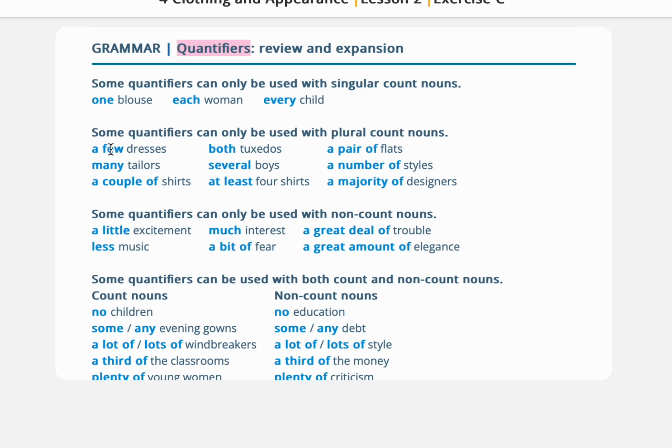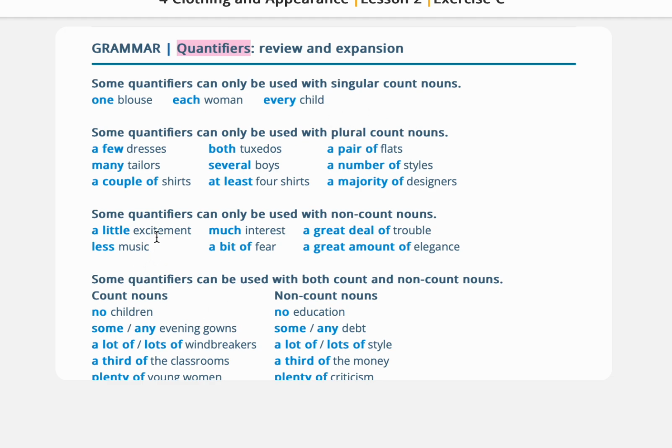Then we have here some quantifiers that can only be used with plural count nouns. So for example, a few, many, a couple of, both, several, at least, pair of, number of, and a majority of. All these can only be used with plural countable nouns, because if the noun is not countable, it cannot be in the plural form. Okay, so plural countable nouns.